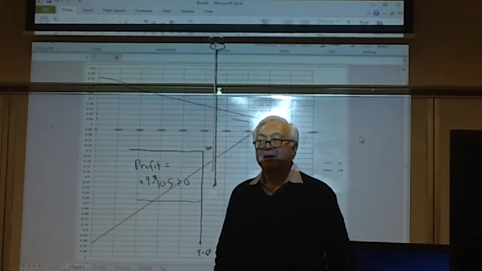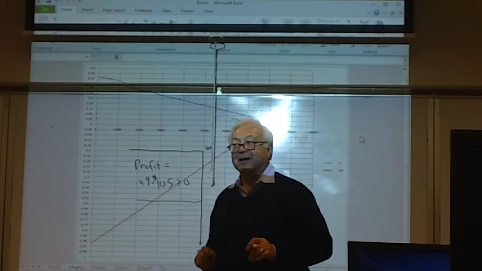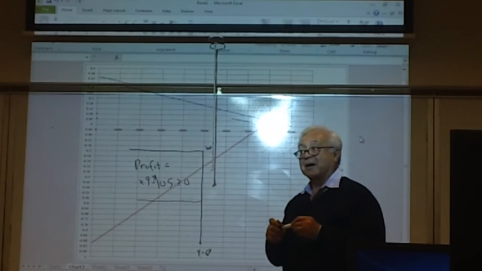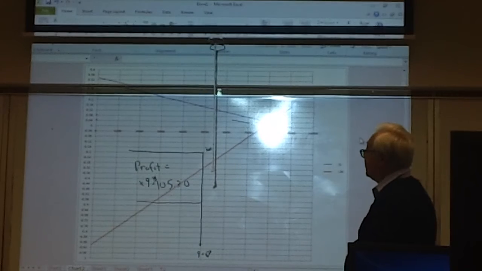What would happen to the LM curve? We just haven't gotten there yet. Let's get there. The LM curve right now hasn't moved.